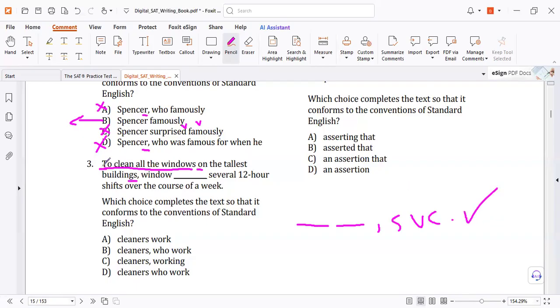This structure is here: phrase, comma. Remember this comma, very important. Then you start the sentence: window cleaners work several 12-hour shifts, and then phrase. So you need a verb, so it can be letter A. And just to check the rules, if you wanted to use a clause between the subject and verb like that, okay, but where is the second comma? If you wanted to use a comma and then a relative clause or phrases between the commas, okay, but we need a second comma.